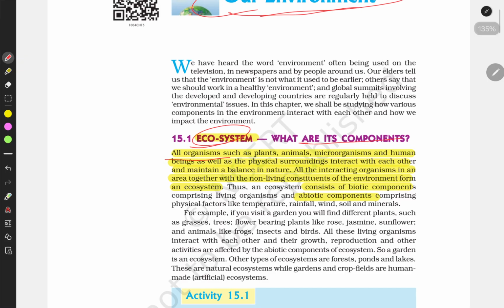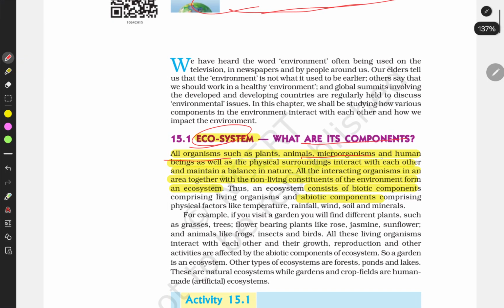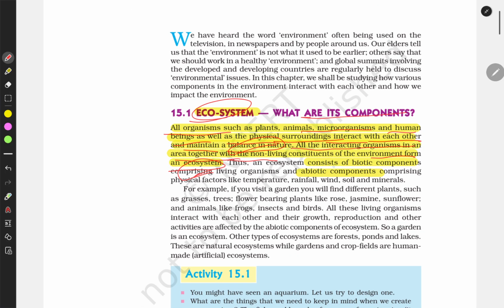All the organisms such as plants, animals, microscopic organisms, and human beings, as well as the physical surroundings, interact with each other and maintain a balance in nature. All these interactions of the organisms together with the non-living constituents of the environment form the ecosystem. This is the ecosystem, and it consists of both living and non-living components.